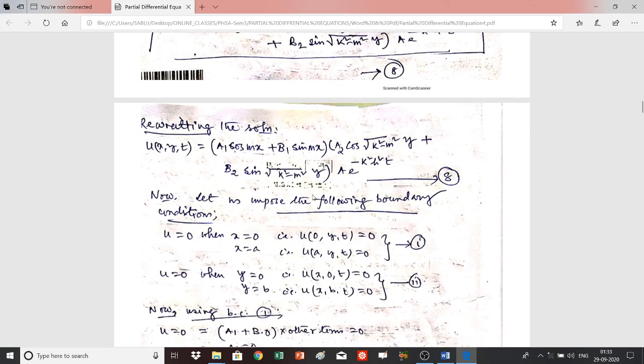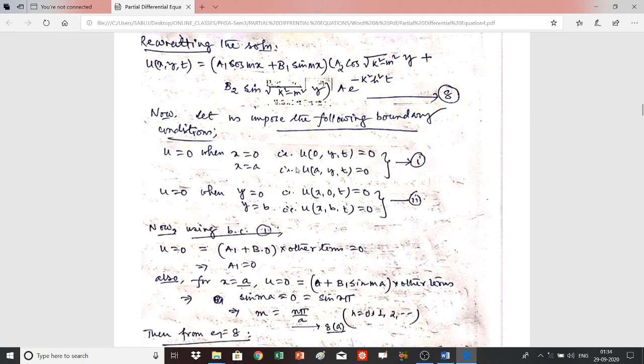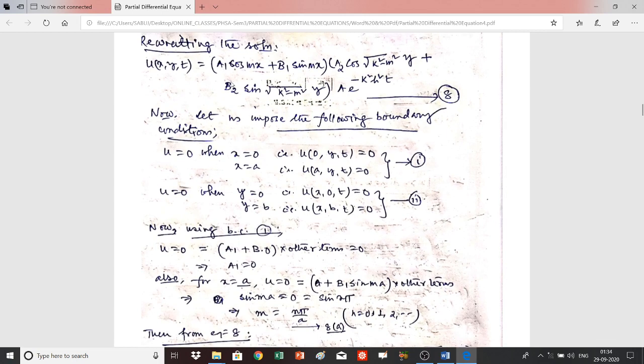Now let us use the following boundary condition. Let us suppose that you have given this boundary condition, that is u equal to 0 when x equal to 0 and x equal to a. That means u of 0, y, t and u of a, y, t, both of these are 0. This is boundary condition number 1. And u equal to 0 when y equal to 0 and y is equal to b. That means u of x, 0, t and u of x, b, t are equal to 0. So there is no problem to understand these boundary conditions. So now we wish to use this boundary condition, which is to be applied on this solution.